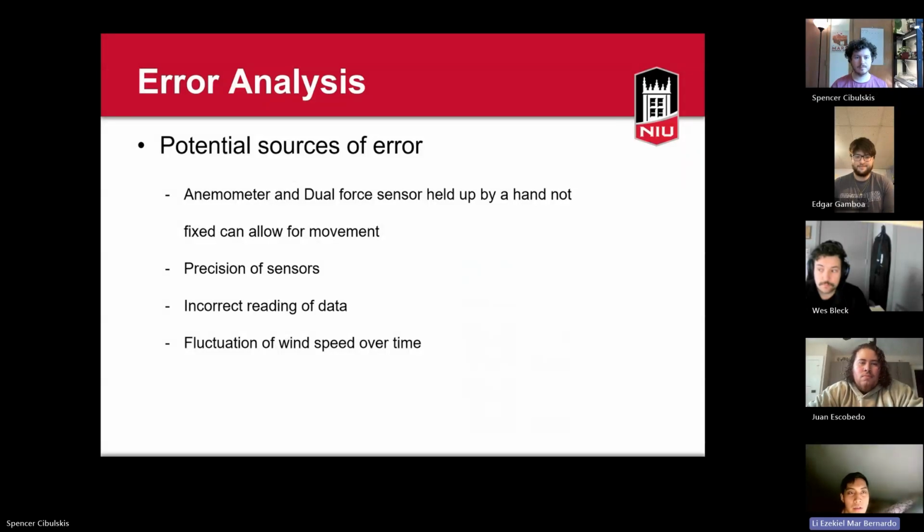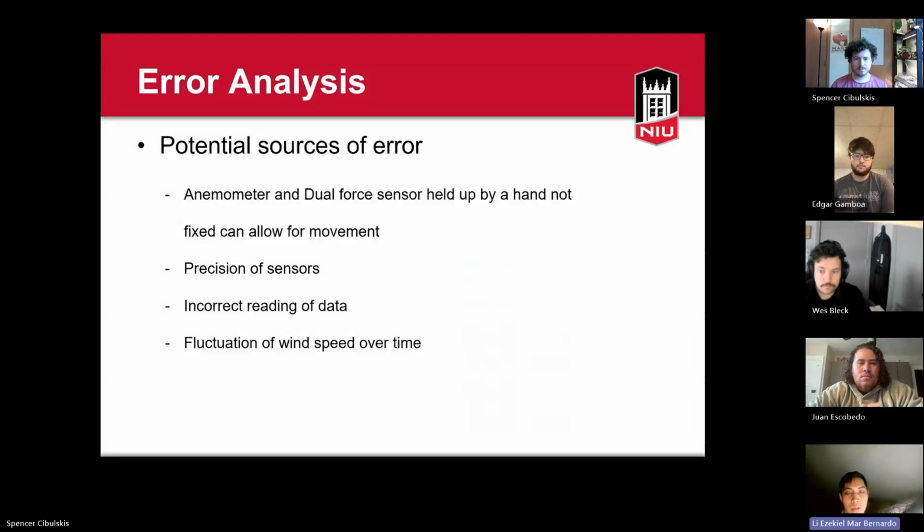This is our error analysis. We had some potential sources of error, which could have affected the accuracy of our results. The first one, the major source of error, was from how the instruments were handled. The anemometer and the dual range force sensor were held by the hand rather than being fixed. This introduces small movements and vibrations, which can lead to fluctuations in the velocity and the force readings.